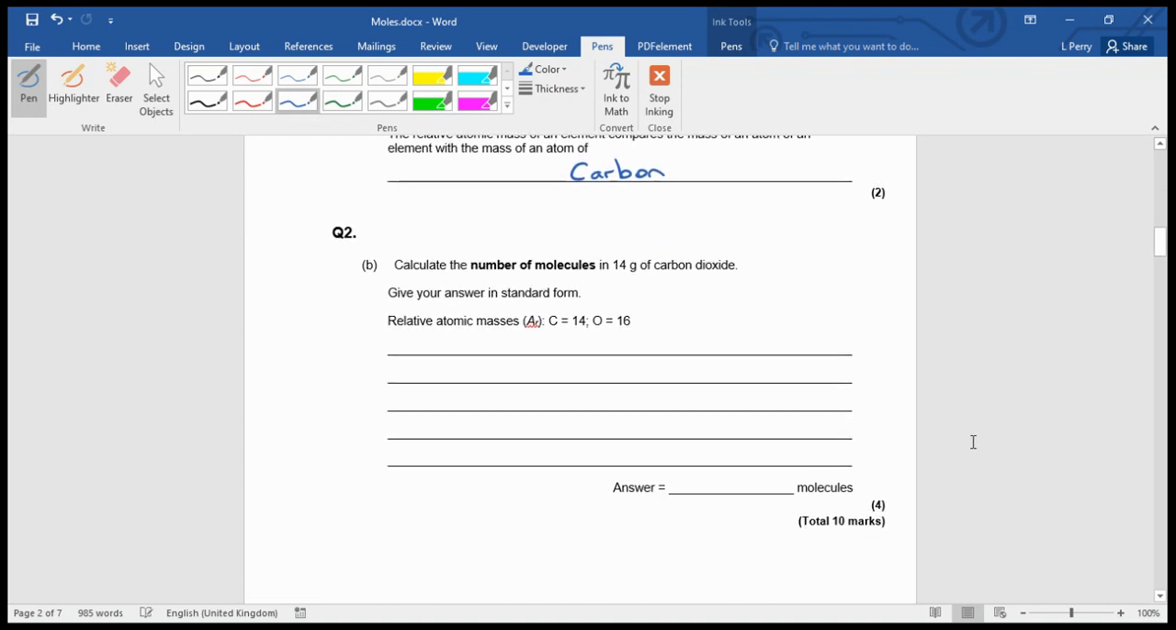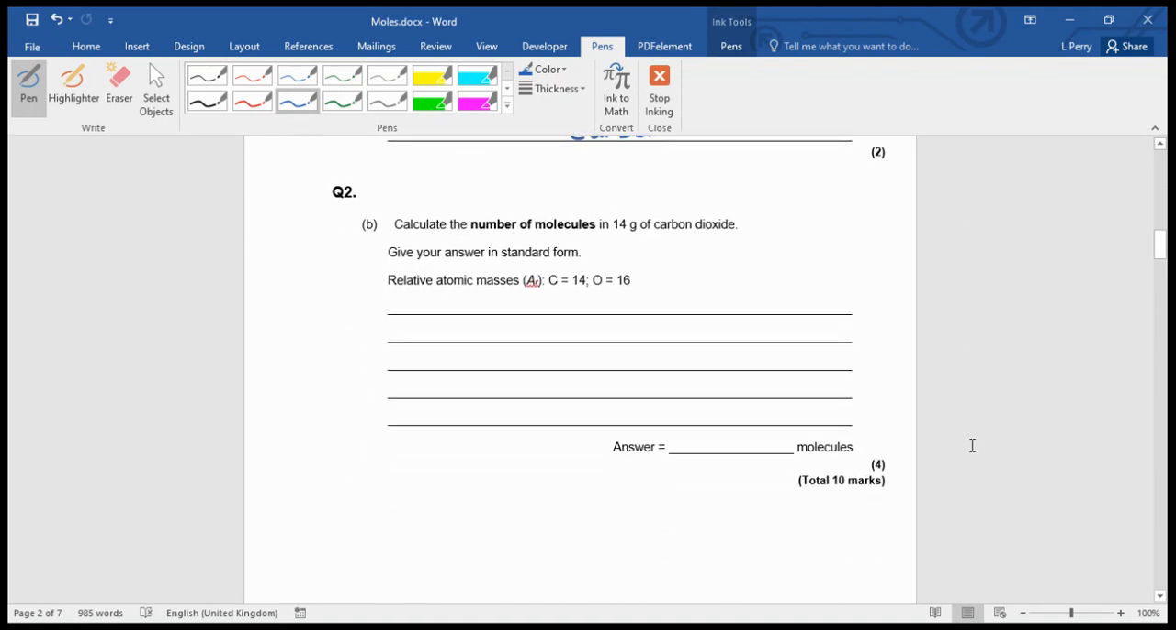But let's look at calculations. That's what most people have been asking about. So in this question, we're asked to calculate the number of molecules, not the number of moles. But I have to find the number of moles to do that. Now it's also asking about carbon dioxide. So I have to know that carbon dioxide has the formula CO2. 1 carbon atom, 2 oxygen atoms. Now I said I'm going to have to find the number of moles, so let's write my formula. Mass is formula mass times the number of moles.